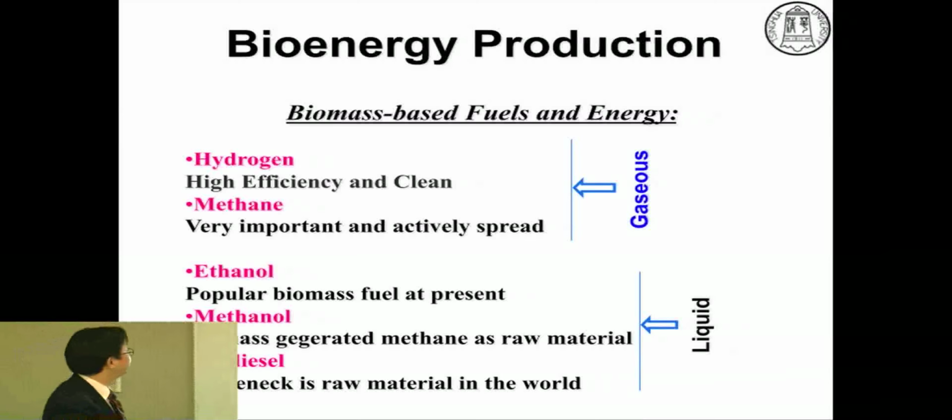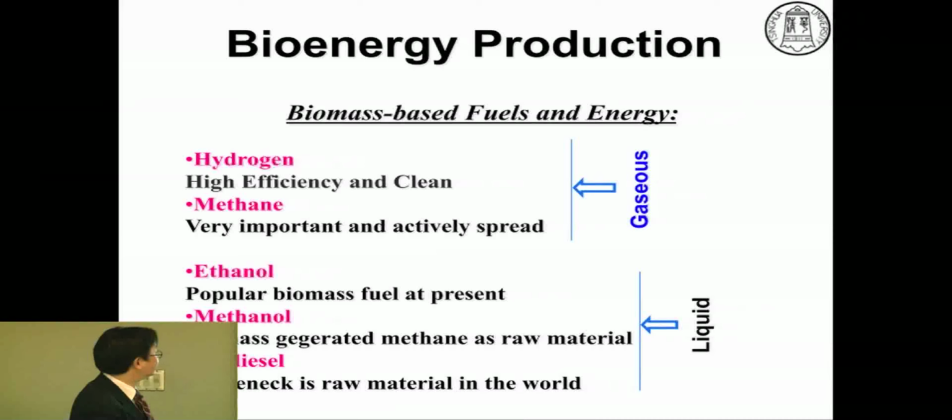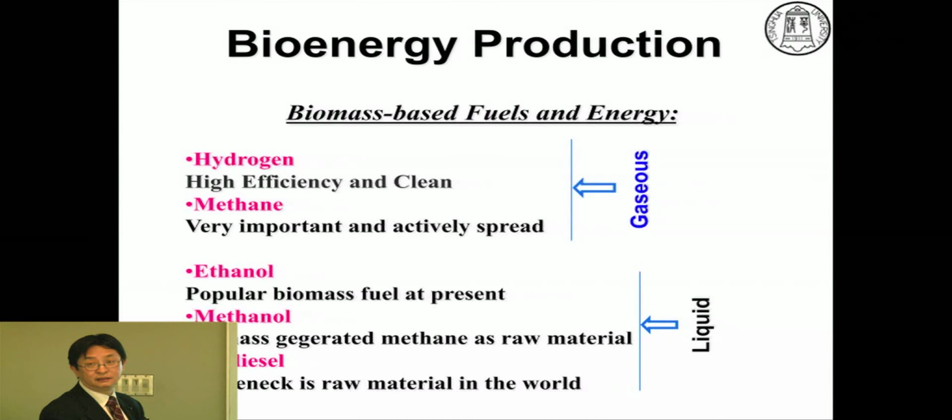So this shows you bioenergy production, what I call biomass-based fuels and energy. One is the gaseous state and the other the liquid state, including hydrogen or methane, and ethanol, methanol, or biodiesel, as you well know. This one is a picture of a pilot plant for the co-production of hydrogen and methane from garbage in Japan, at the Tsukuba AIST Research Institute. They use a two-stage fermentation.